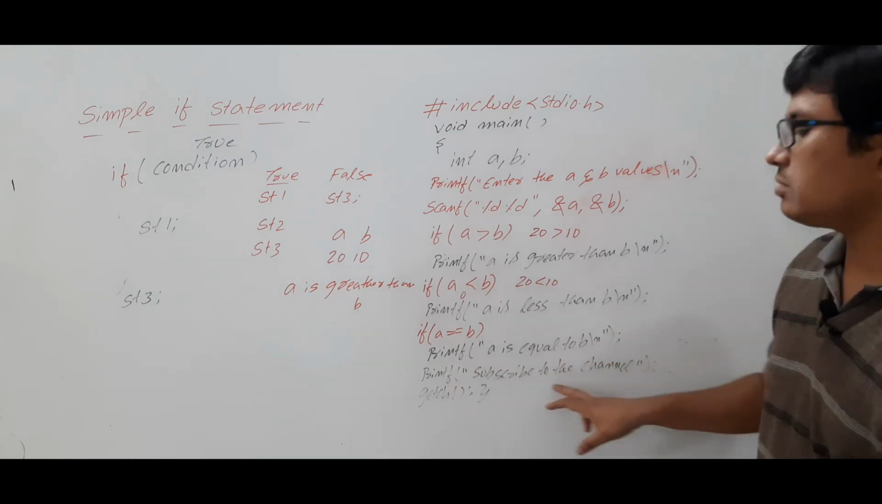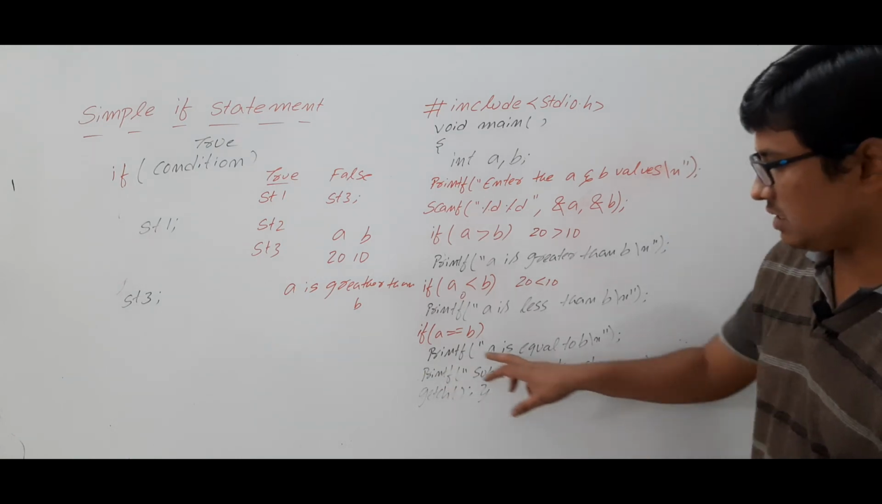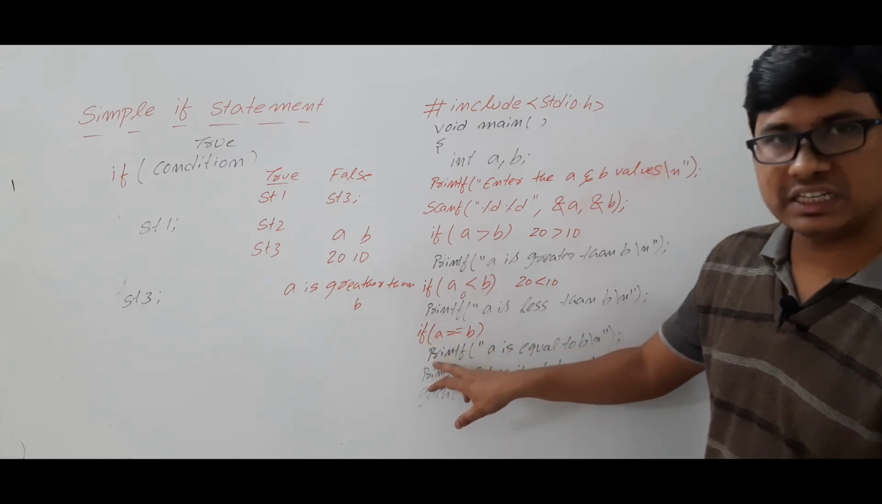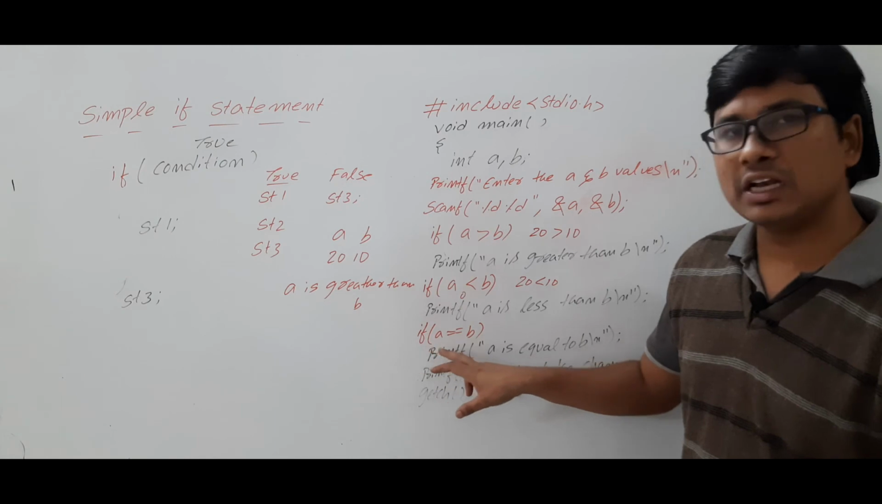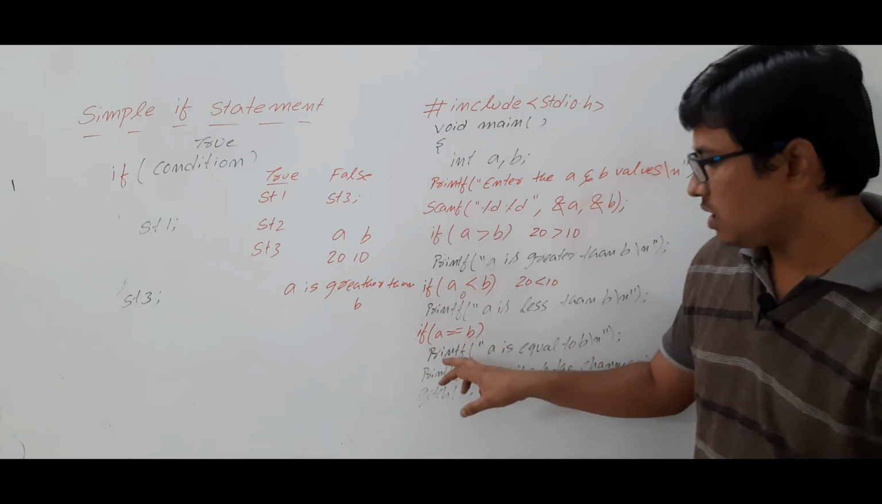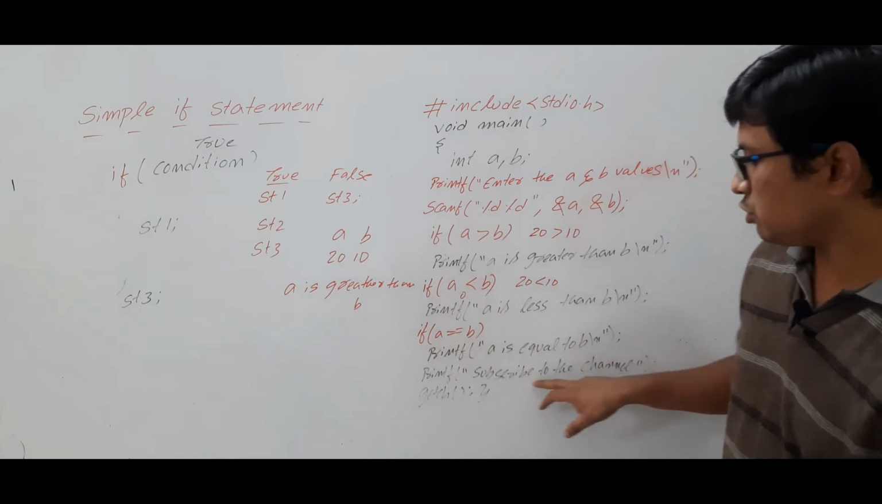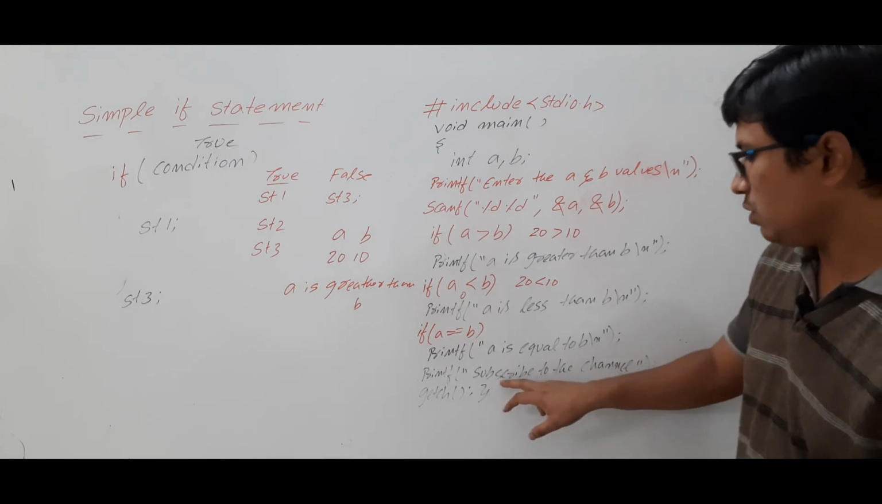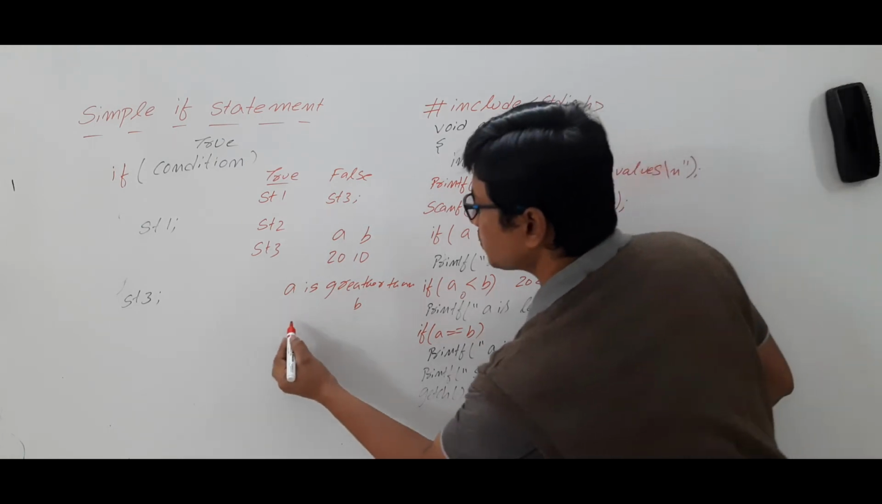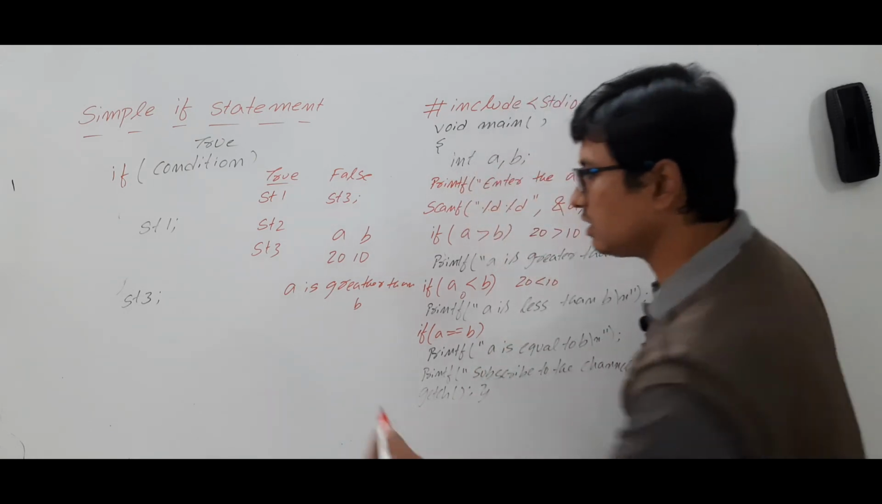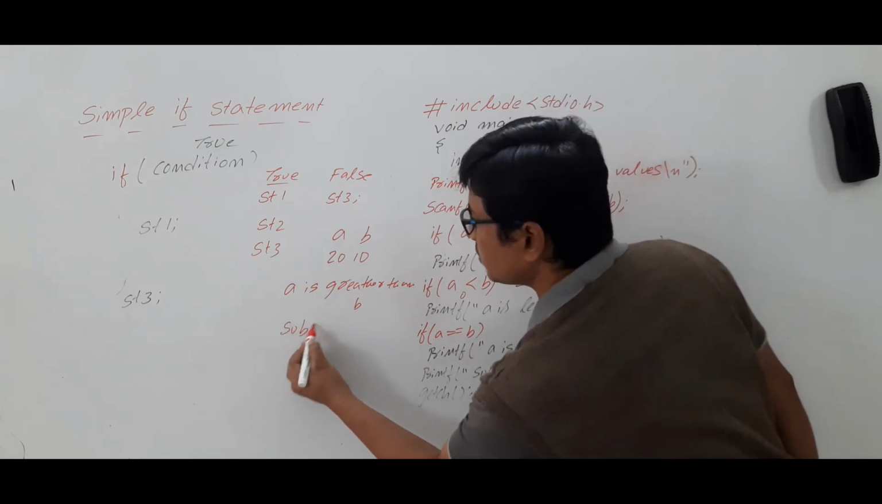Tell me whether this statement will be executed or not. Because in this if block only a single statement is there, that's why I have not written the open and closed curly braces. So the statement after this one will be executed. What is the statement? Subscribe to the channel. So this program will display the output as "a is greater than b", then "subscribe to my channel".